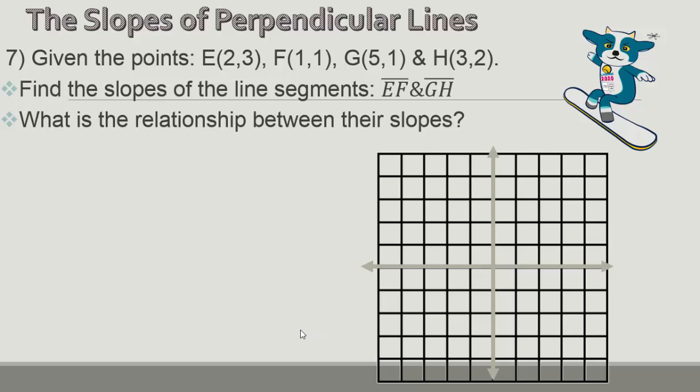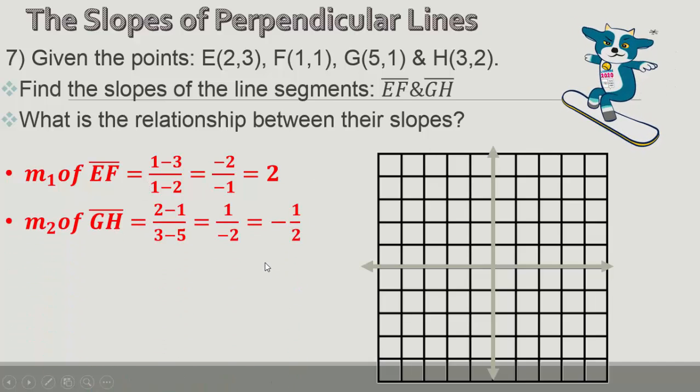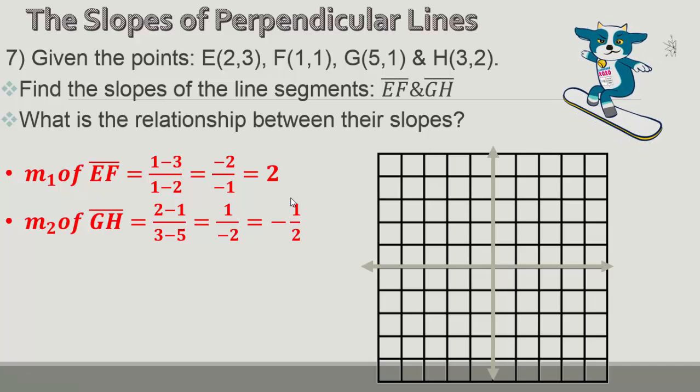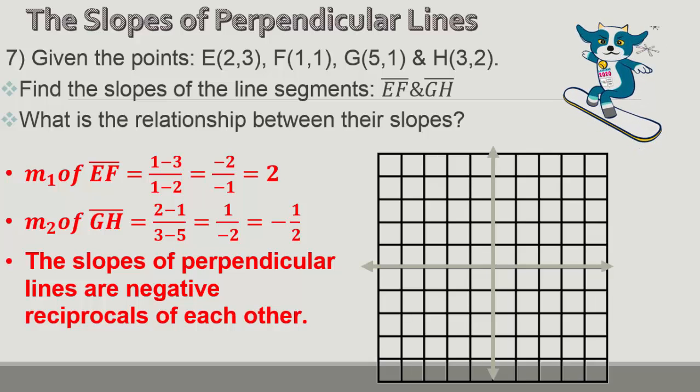Reviewing what we just did on the whiteboard, we found that the slope of the first line, EF, was 2, and the slope of the second line, GH, has to be the negative reciprocal of the first line in order for it to be perpendicular. So the slopes of perpendicular lines are negative reciprocals of each other. Negative reciprocal means that we take the slope of our original line, flip it over, and change the sign.